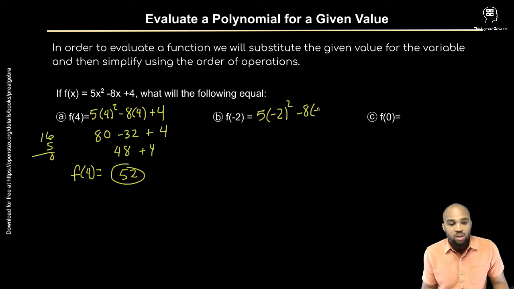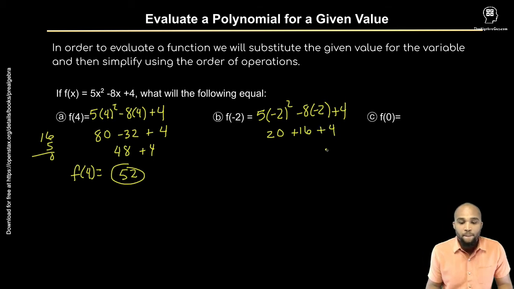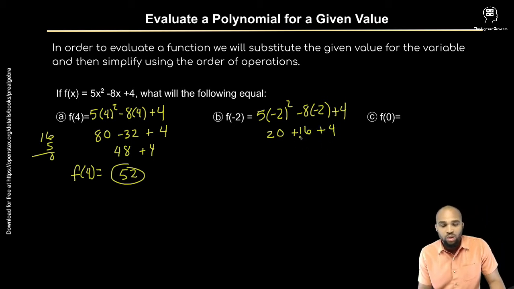8 times negative 2 plus 4. Negative 2 squared is 4. 4 times 5 is 20. This is negative times the negative, gives me a positive 16 plus 4. So add it all together: 16 plus 4 is 20. So now I got 20 plus 20 is 40. So in other words, f of negative 2 is equal to 40.